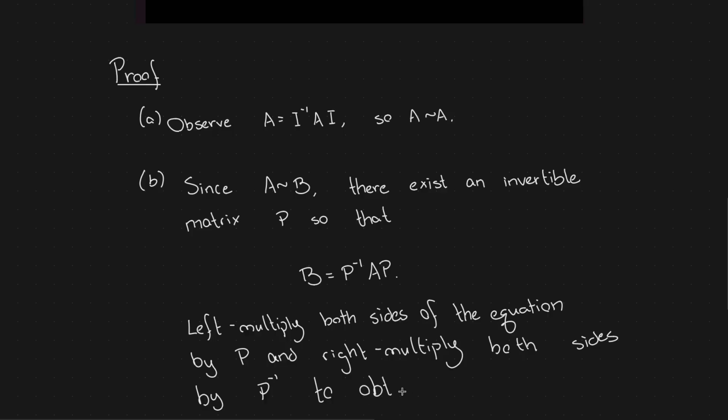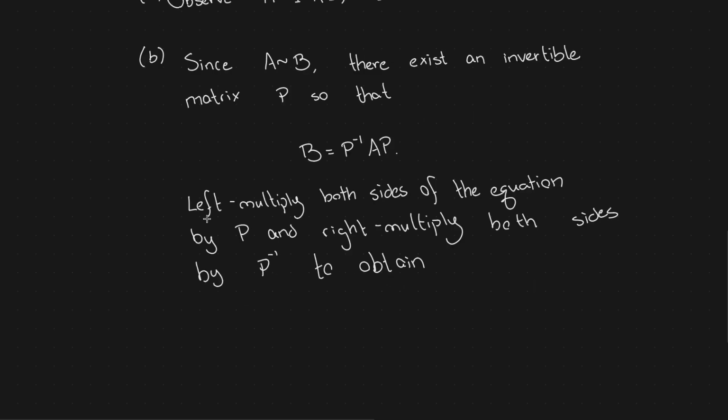Remember, matrix multiplication isn't commutative, so we have to be very careful that if we multiply something on the left on one side of the equation, we have to multiply on the left on the other side of the equation also. It has to be on the same side of each side of the equation. Let me show you. It'll make a little more sense. Okay? So I'm going to left multiply both sides of the equation by P. So I've got the equation.